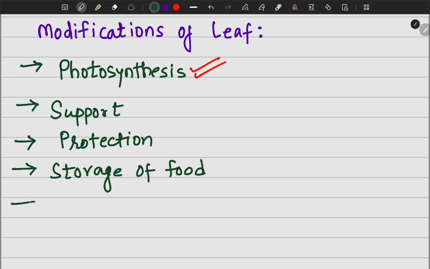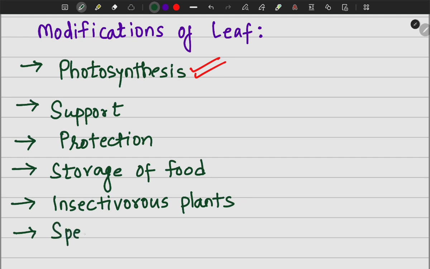then there are some special modifications, as in the case of insectivorous plants that feed on insects. And then there are some other special modifications which we will study further. So let us start with the support.